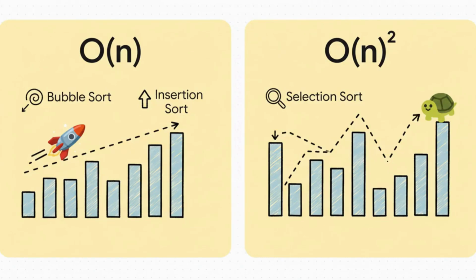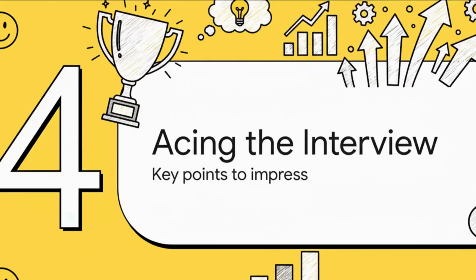Look at the best case time. Insertion sort can be incredibly fast, O of n, if the list is already almost sorted. Think about it. If you're just picking up a card and it only needs to move 1 or 2 spots, that's super quick. Selection sort, on the other hand, gets no benefit at all. It's so methodical, it has to scan the entire rest of the list every single time, even if it's already perfect.